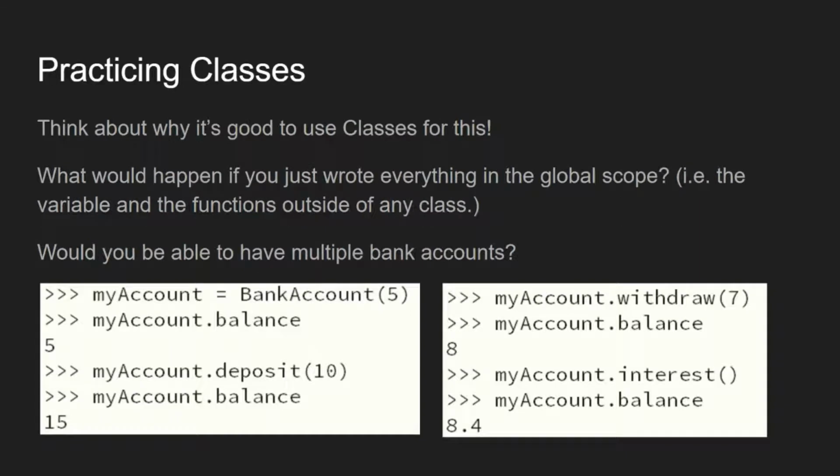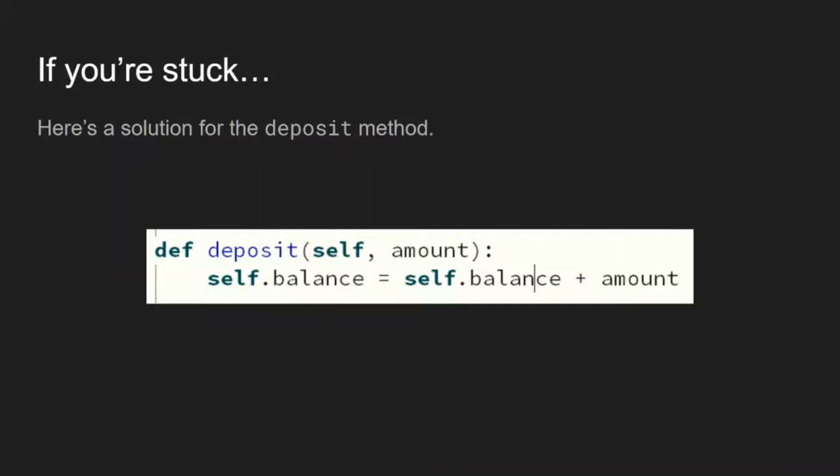While you're trying to do this, think about why it's good to use classes for this. What would happen if we just wrote everything in a global scope, like a variable called balance and a function called interest outside of any class? Or what if we used some sort of dictionary or list? Would we be able to have multiple unique bank accounts existing at the same time? If you're stuck, here is the solution for the deposit method. The withdraw and interest methods should be very similar. So please try this at home, especially if you're struggling to understand this stuff.